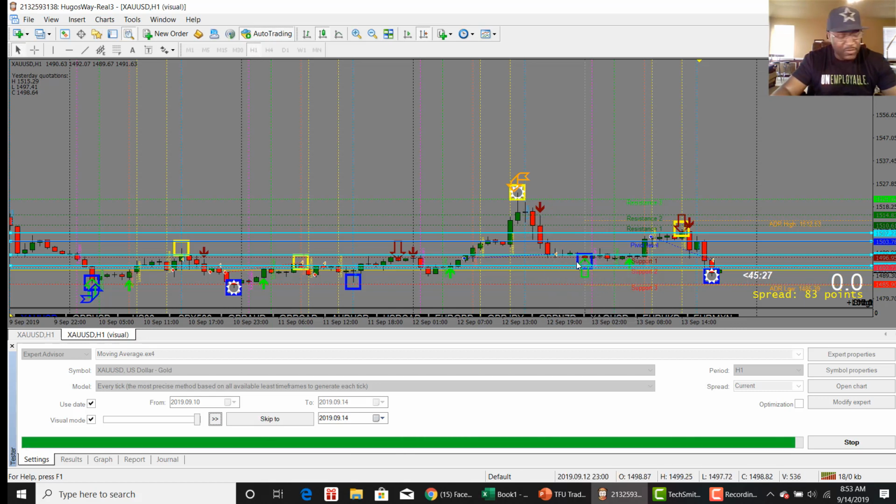What happened here, this one went 39 pips because I ended it at the end of the day because I don't go into new days. So I only had 39 pips there. So total right now in 1, 2, 3 trades, I am currently up 72 pips.